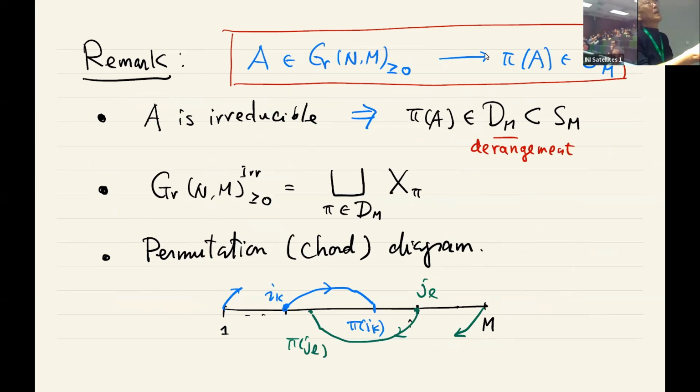Now the remark is, anyway, reducible means you have a derangement, then you have some decomposition. And one more ingredient I would like to tell you is called the permutation diagram, or sometimes called the code diagram. In the upper part of the diagram, it shows i_k goes here and so on. And the bottom part is the non-pivot indices, right? So that's the picture, just remember.